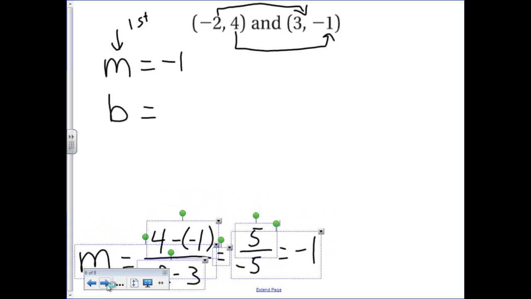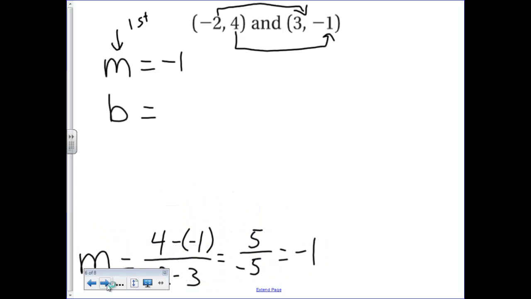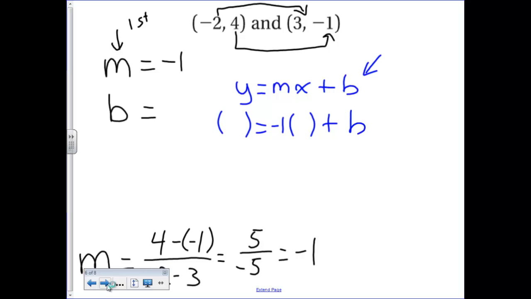Now, in order to calculate the b value, you need to go ahead and substitute some values in. Y equals mx plus b. We need to calculate this value right here. We happen to know what m is. M is negative 1. What we need to put in this problem in order to calculate b is a value for x and a value for y. And it turns out that we have two values up here. I have an x and a y here, and I have an x and a y here. And it doesn't really matter which one you choose.